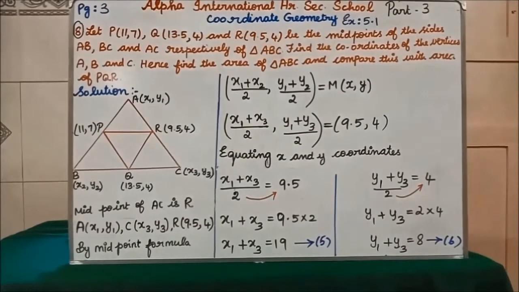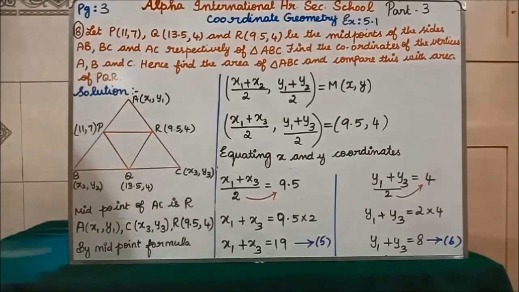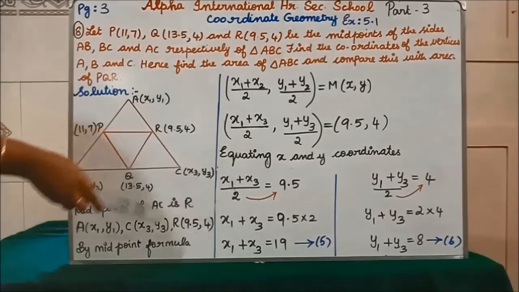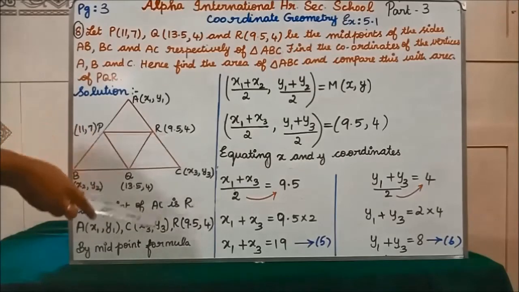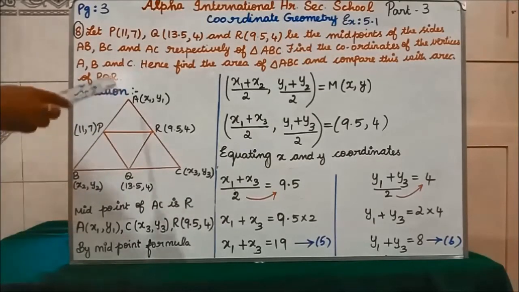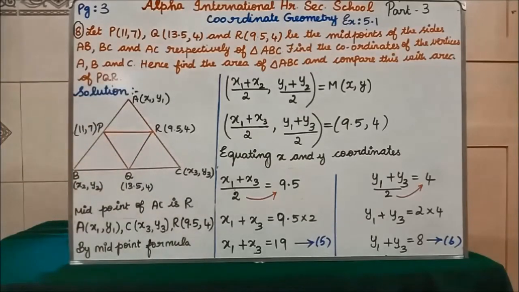This is our page number 3. See, the last side we are going to find now. The midpoint of AC is R. A vertices are x1, y1. C vertices are x3, y3. R is 9.5, 4. Now we are going to apply the midpoint formula. What is our midpoint formula? (x1 plus x2)/2, (y1 plus y2)/2 equal to M(x, y).